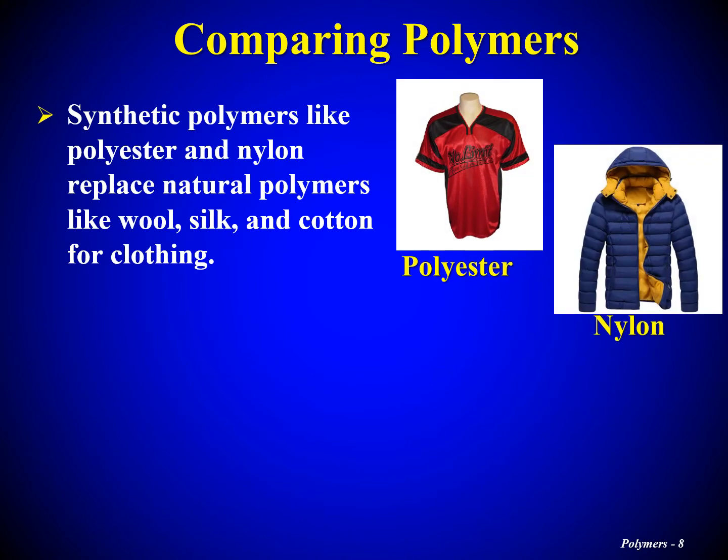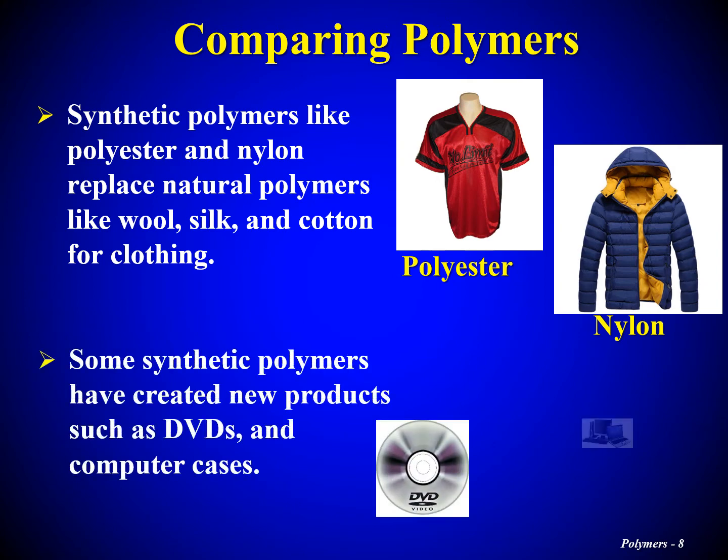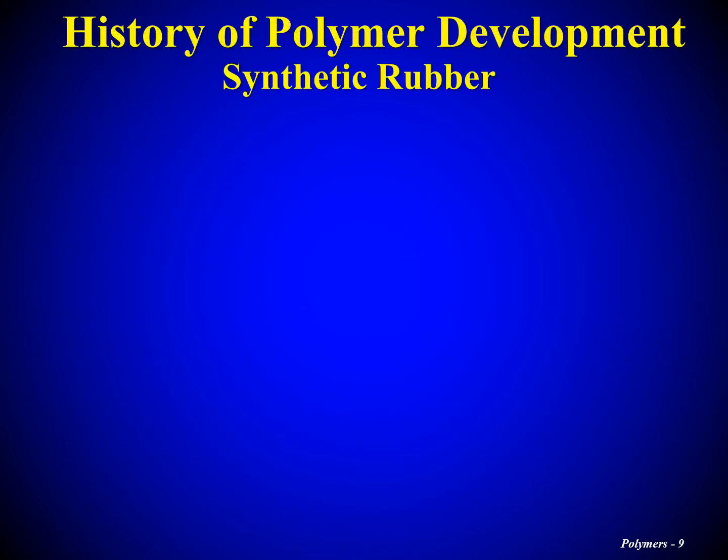Synthetic polymers like polyester and nylon are extensively used today to replace natural polymers like wool, silk, and cotton for clothing. Synthetic polymers have made possible many new products, such as DVDs, and lightweight computer cases. Now, let us review some of the history of polymer development.